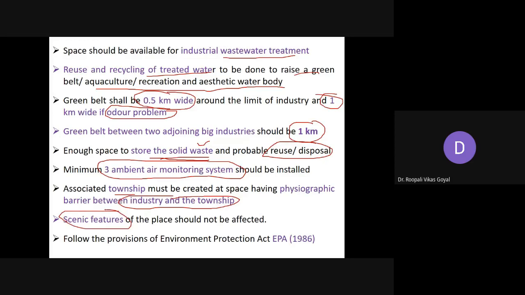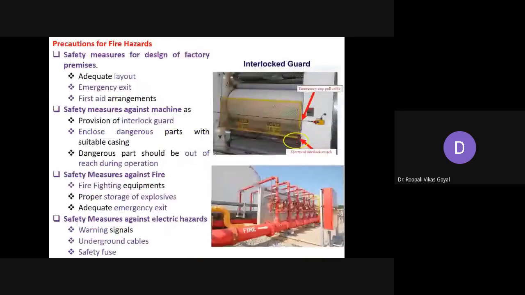And all the provisions which are available in our Environmental Protection Act, which is EPA 1986, are to be followed. The Environmental Protection Act is the umbrella act that will be useful in saving our surroundings, the nearby industrial area, from air pollution, water pollution, noise pollution, then land pollution. All these provisions are to be followed by the local pollution control board. In Gujarat we have GPCB, the Gujarat Pollution Control Board, and at the central level we have the Central Pollution Control Board. So these are to be properly followed.